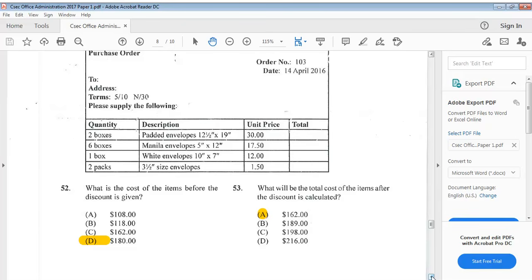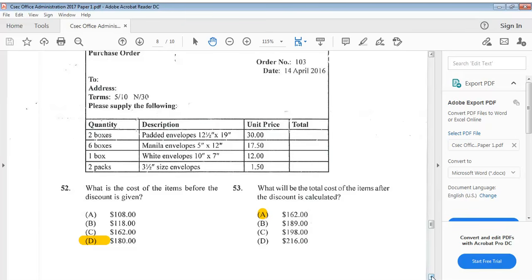So we're going to multiply 2 by 30, 6 by 17.50, 1 by 12, 2 by $1.50. And when you add all of those in total, you are going to get $180. So that is the cost before discount.